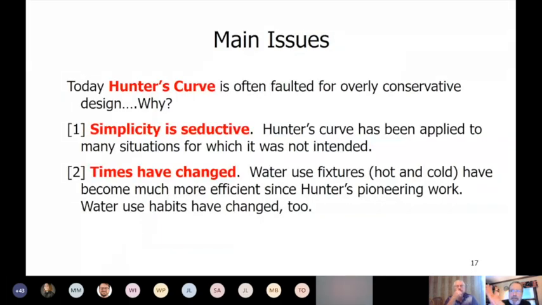Well, it turns out that Hunter's curve is very simple, very effective, but that's also seductive. And so it's been applied in a number of instances for which it really wasn't intended, number one. And then number two, hey, let's face it, times have changed. You and I use water differently than our grandparents did, and fixtures are different. We've got not only different habits, but we've got water conserving fixtures.